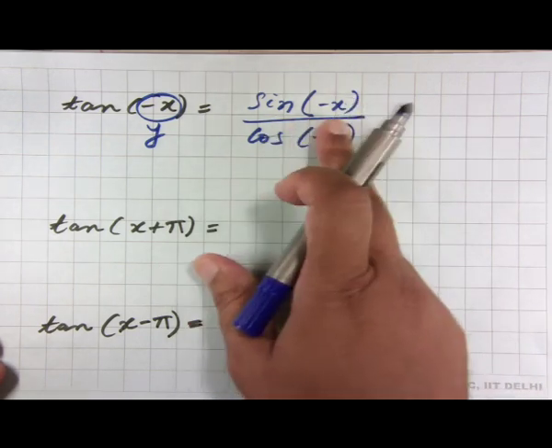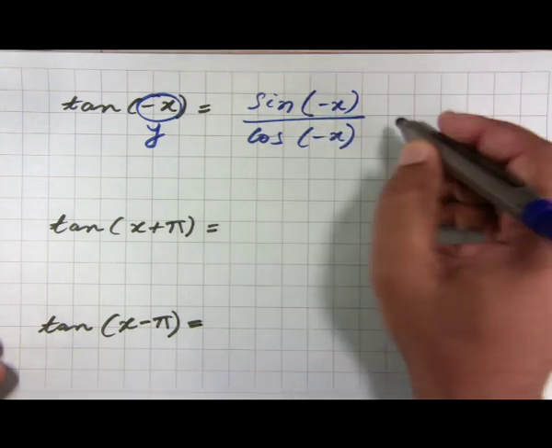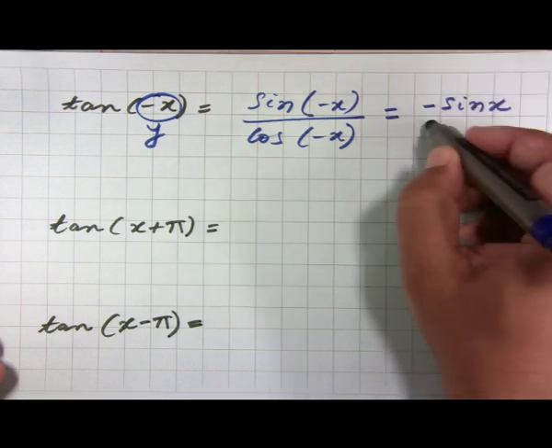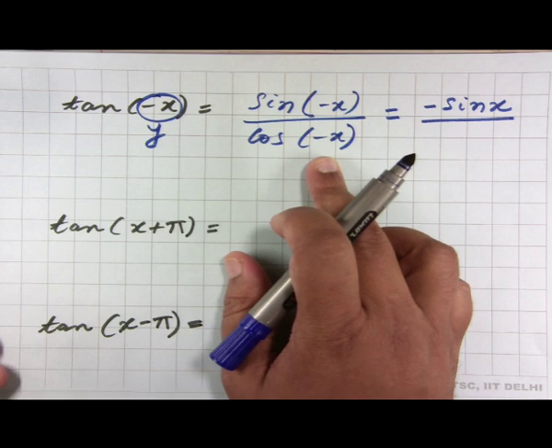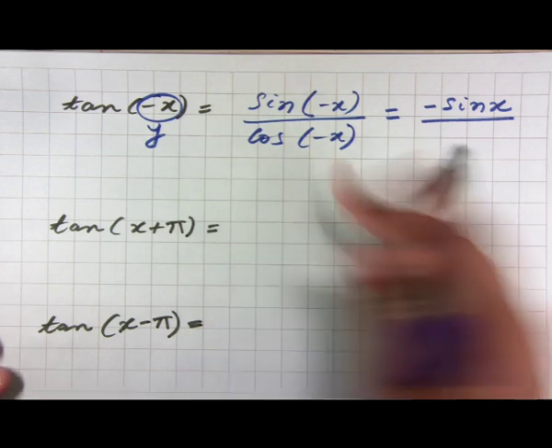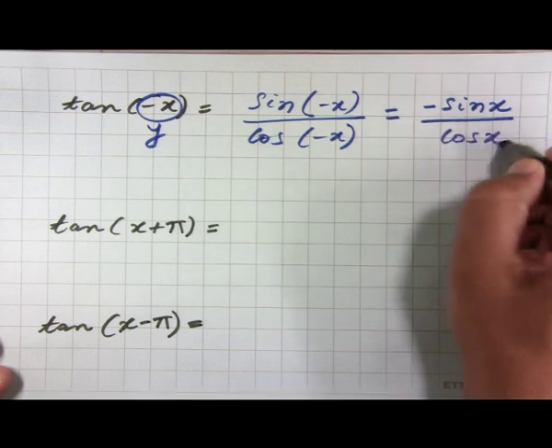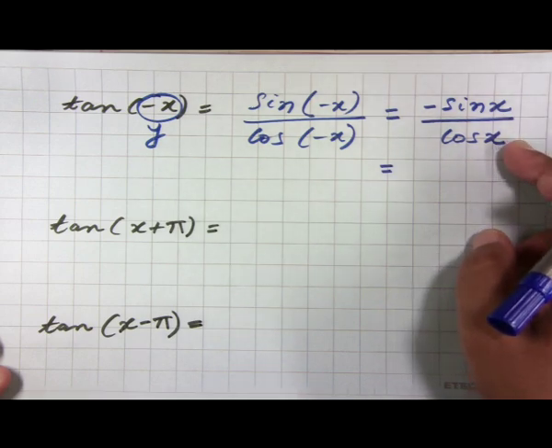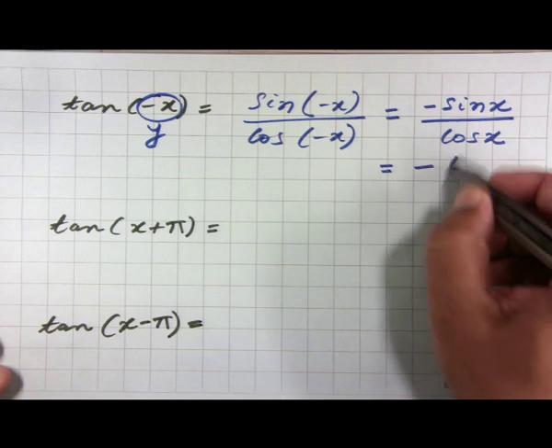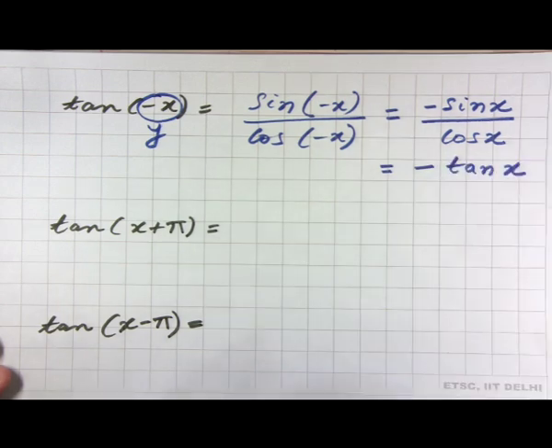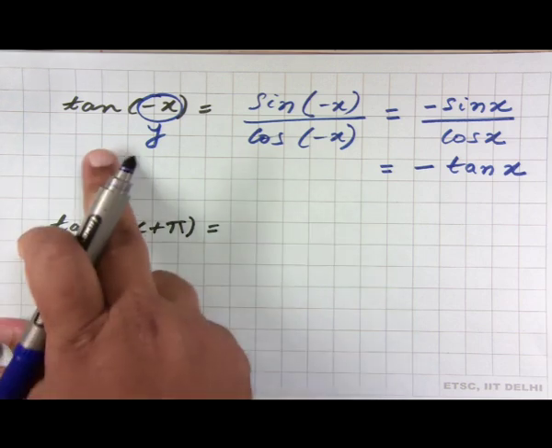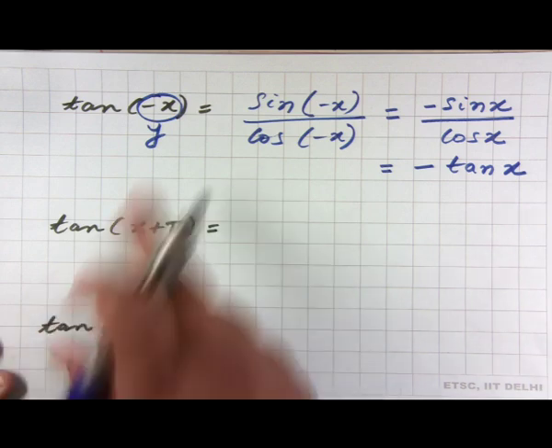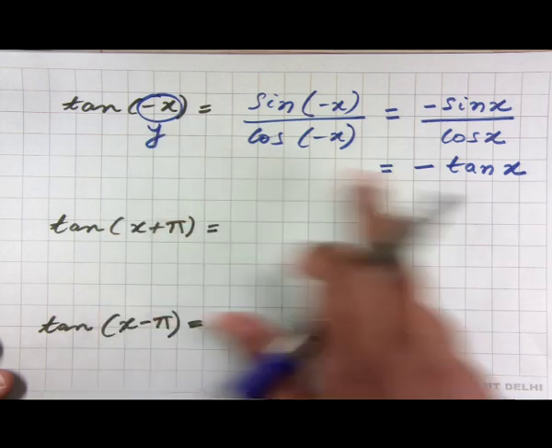But we know that sine of minus x is, since sine is an odd function, equal to minus sin x, and cosine of minus x is, because cos is an even function, equal to cosine of x. But then sin x upon cos x is tan of x. So, this is equal to minus tan of x. So, what we see is that tan of x is actually an odd function, because tan of minus x is minus of tan x.